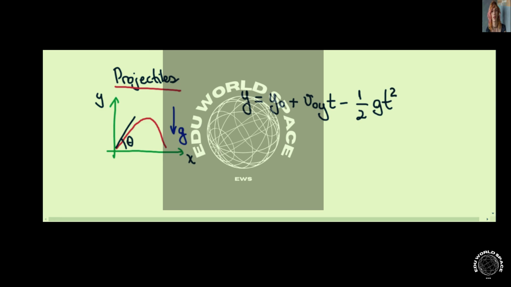We could also write Torricelli's formula for the y-axis to obtain that vy squared is equal to v0y squared minus 2g times the height y. And also for the x-axis, we have that x is equal to v0x times t, since there is no force in the x direction.